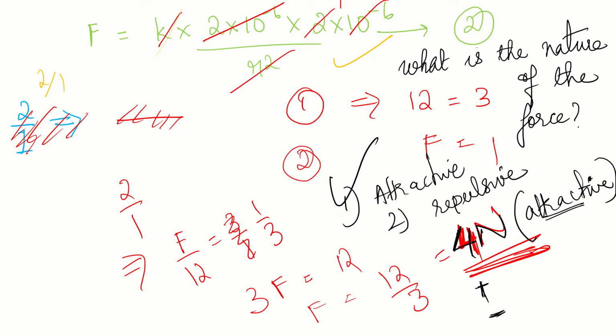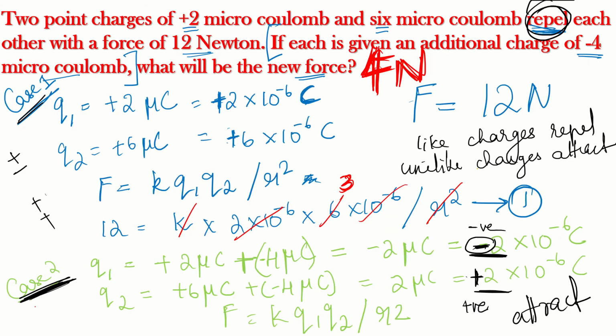Now all that was left was F by 12 equals 1 by 3. Now on making F alone, 3F equals 12, F equals 12 by 3, which is 4 Newton. And if they ask what is the nature of the force, you can write it as attractive, because see here one charge is minus 2 into 10 raised to minus 6, and here one charge is plus 2 into 10 raised to minus 6. Well, if you see in the first case, both charges are positive. That is why they've given that they are repelling each other.